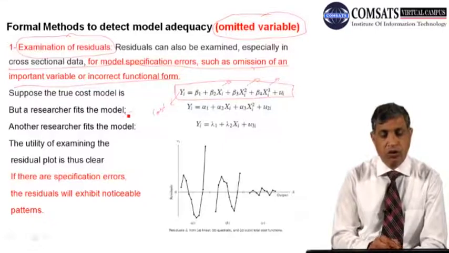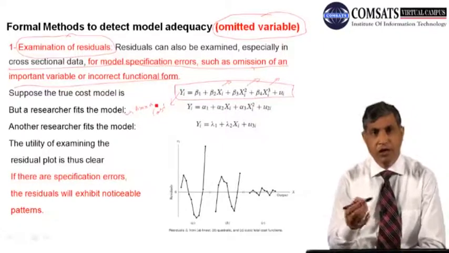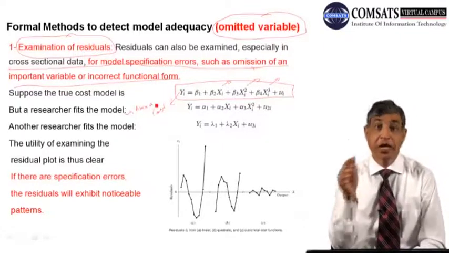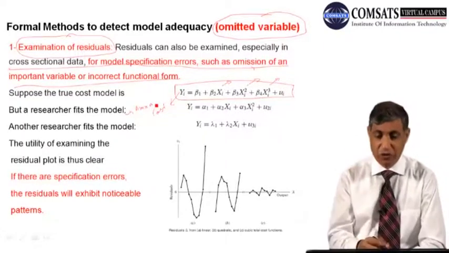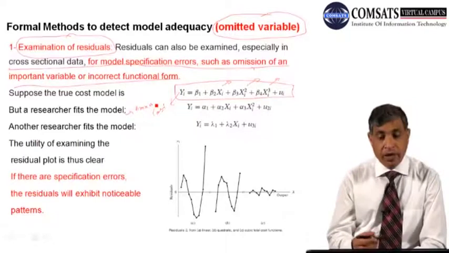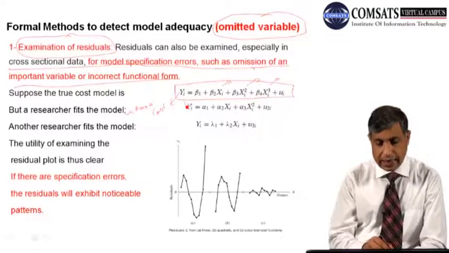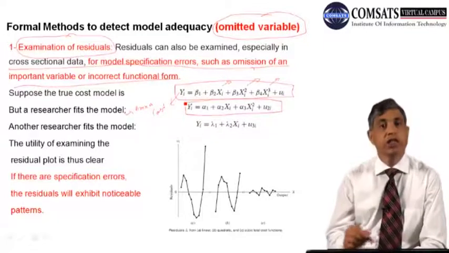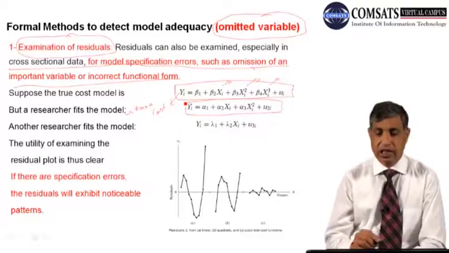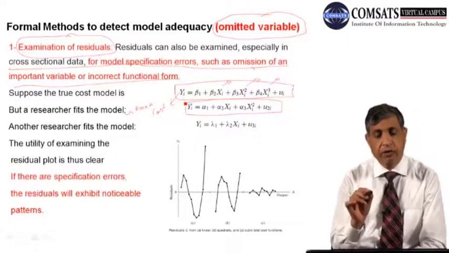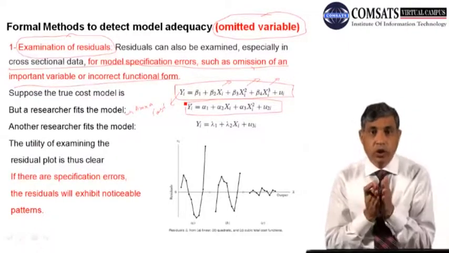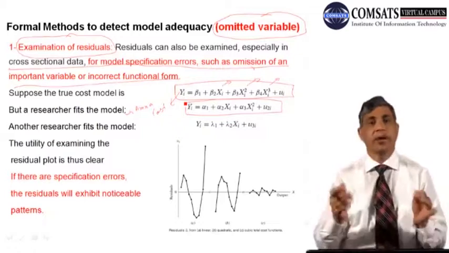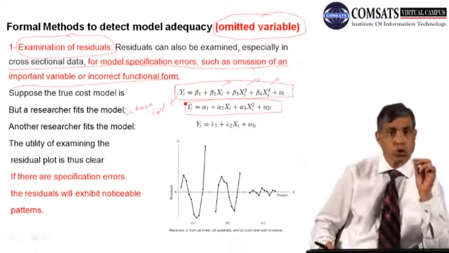But a researcher fits the model. Now I am supposing that your name is Amna. Amna comes with the model that this is the model. Rather than the true model, she estimated this model. That is alpha 1, beta 1; these are only different parameter names, otherwise there is no difference.